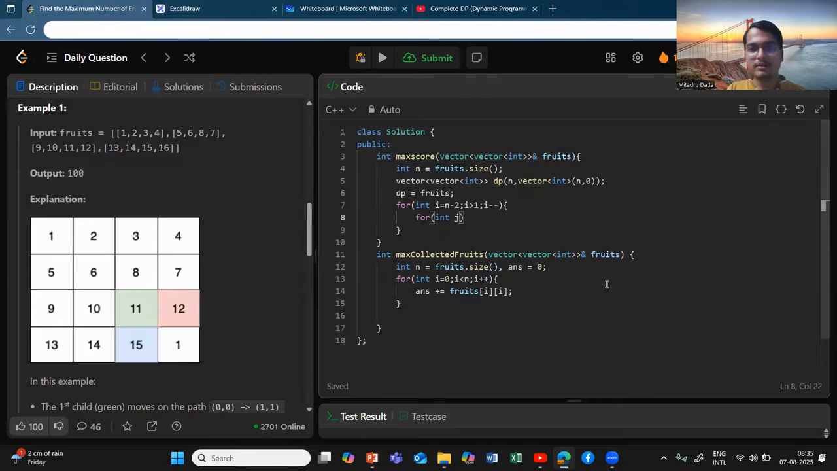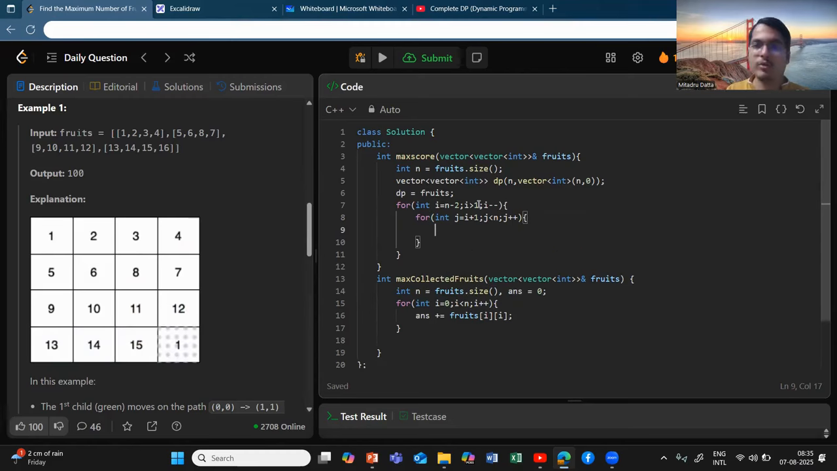So j can easily move from I plus 1 to j less than n, j plus plus. I hope you get it easily. So yeah, that's quite simple. Now I want to take a step. Now easily you can understand I minus 1, j minus 1. What are the possible steps from I comma j?